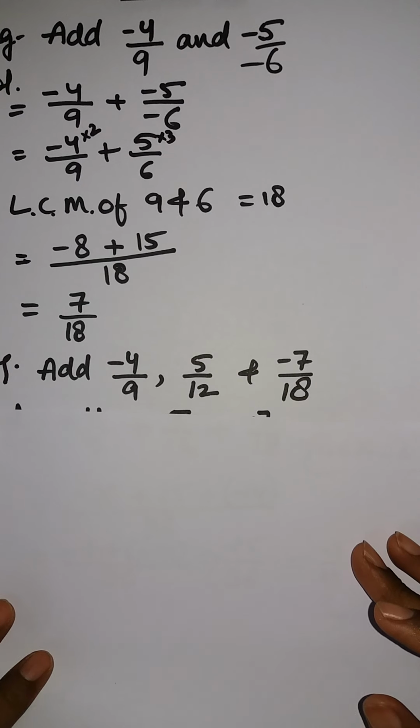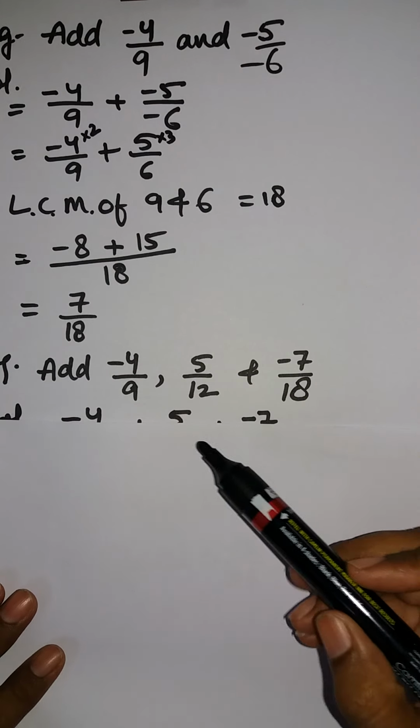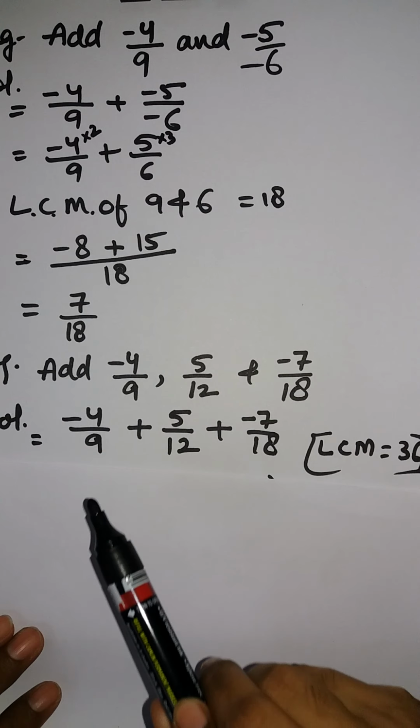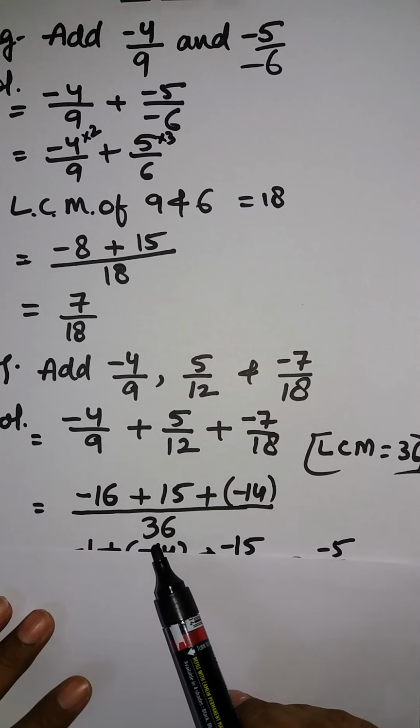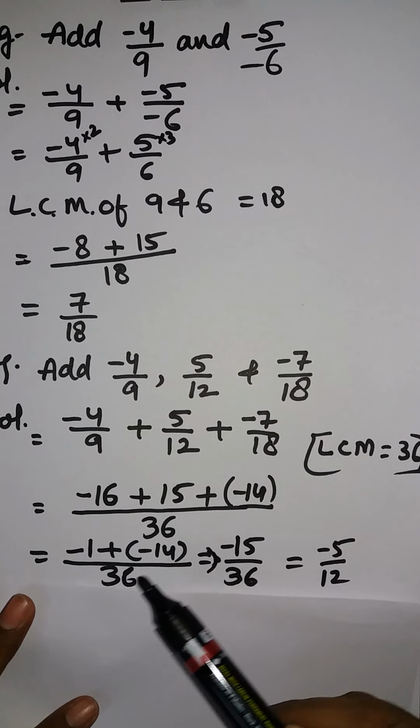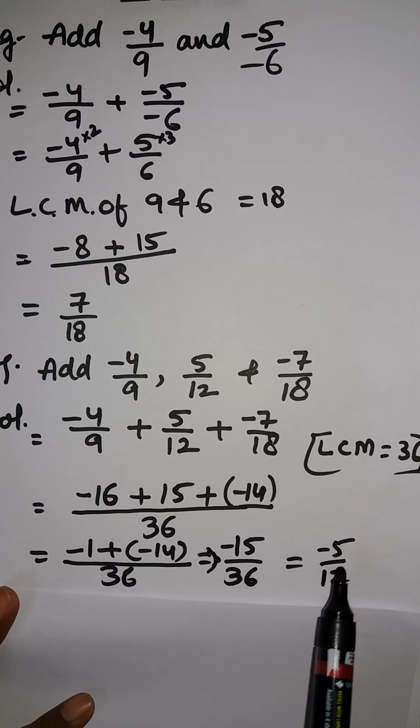Let us take one more example. We are given here 3 rational numbers. We add them by taking the LCM, making the denominators equivalent, and following the steps we can get the result.